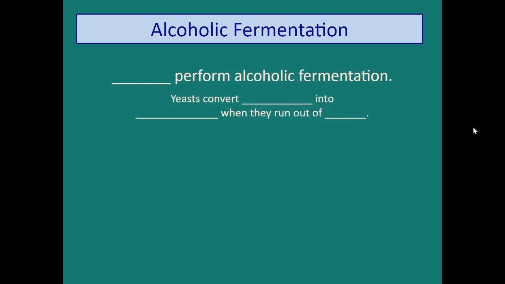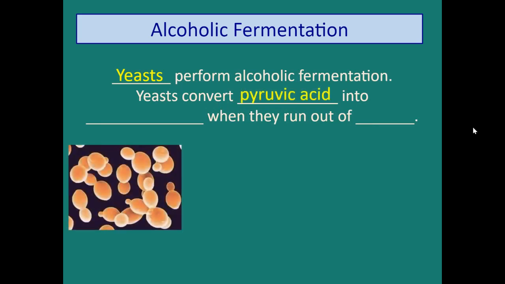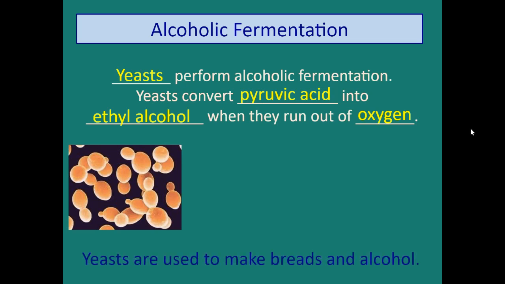Now, with alcoholic fermentation, it's actually going to be organisms known as yeast that are going to perform alcoholic fermentation. They're going to convert pyruvic acid, right, that we know comes from glucose during glycolysis, and they're going to turn that into ethyl alcohol when they run out of oxygen. So that's why we call it alcoholic fermentation. We know that yeast are often used to make breads as well as alcohol.